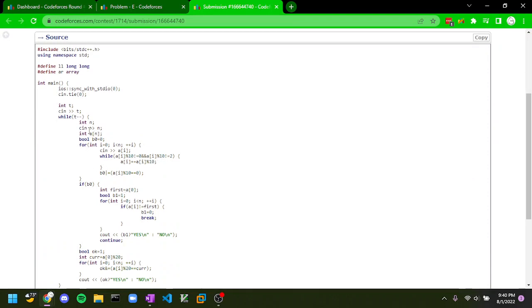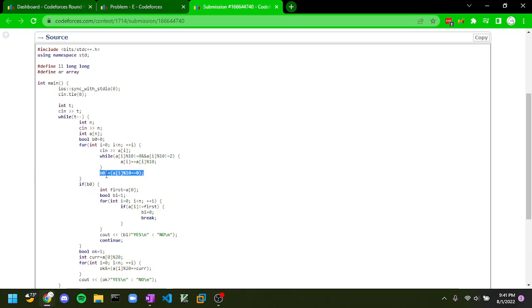So yeah, you input n, you create an array, and then you input the elements of the array, and while the remainder when the element is divided by 10 is not 0 and the remainder is not 2, then you can perform the move. And when it is, you terminate, and it's inevitable.